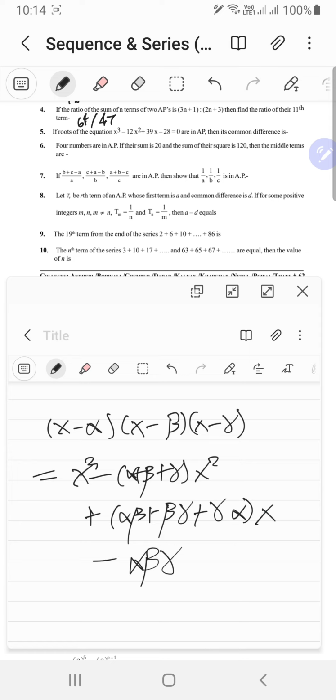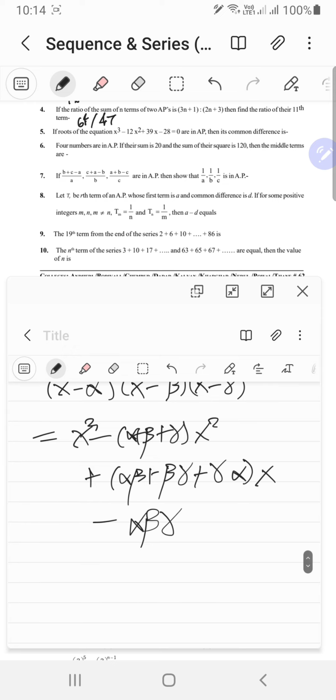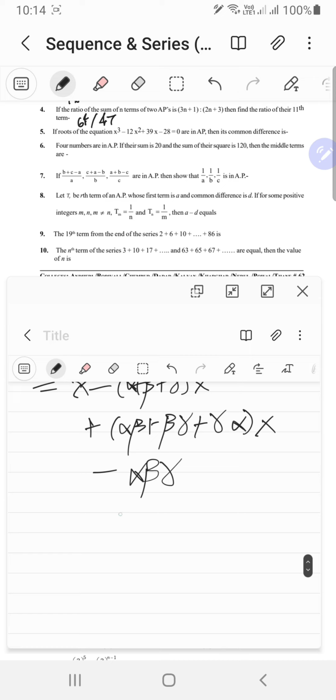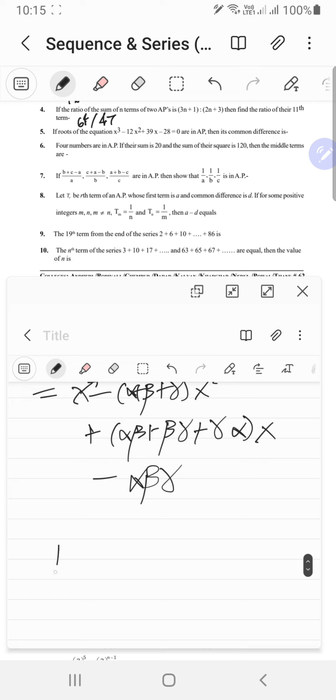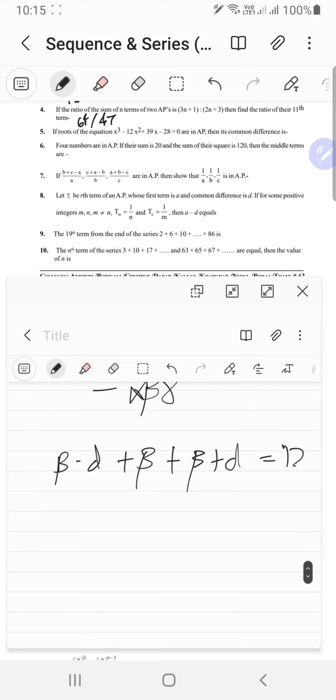And comparing this with the polynomial that we are given, you can see that alpha plus beta plus gamma should be 12. So the sum of the roots is 12, but you know that it's in AP. So you can write alpha as beta minus d and gamma as beta plus d. And this sum is 12, right? So from that 3 beta equal to 12, beta equal to 4. Cool.